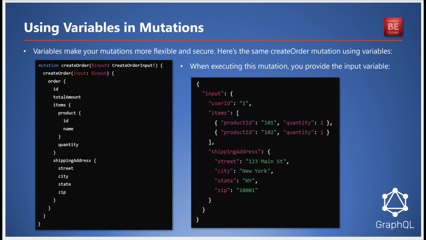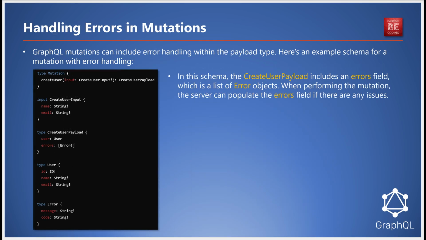Consider the use of variables. Instead of hard coding values, variables allow developers to pass data dynamically. This method not only simplifies the mutation, but also secures the data transfer by avoiding direct inputs in the mutation string. Error handling is another critical aspect.